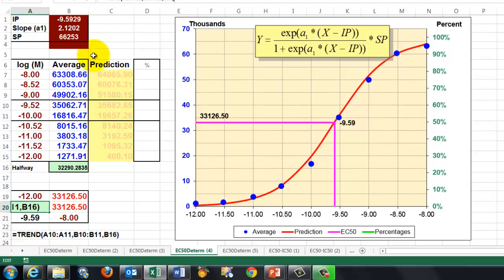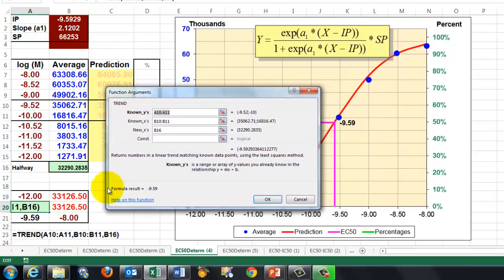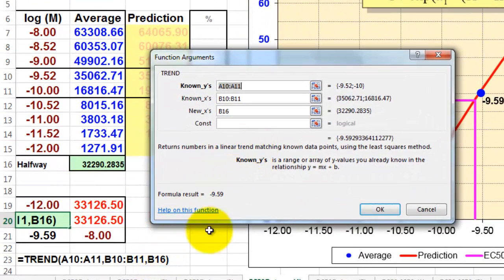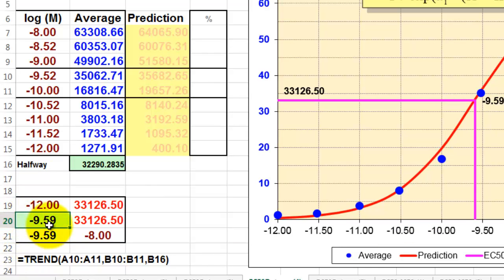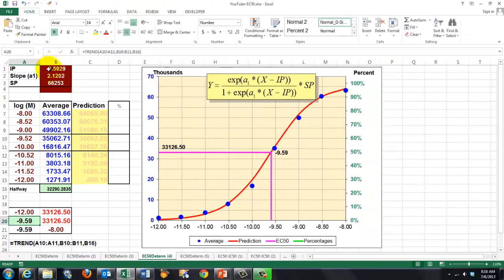What is the tool we need? The trend function. The trend function says, what are your known y values? A10, A11. Your known x values, these two guys. And finally, your new x value, that is the halfway value that you want to find, and so you are trying to find this one by using the linear trend function. And it found minus 9.59. Notice that that is very close, probably the same as that one, but rounded.